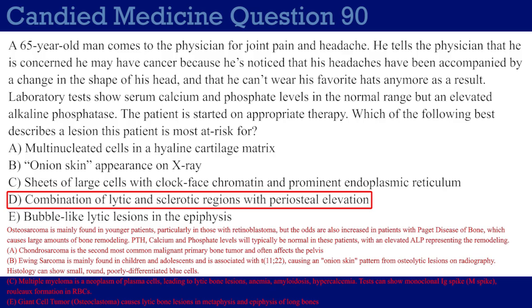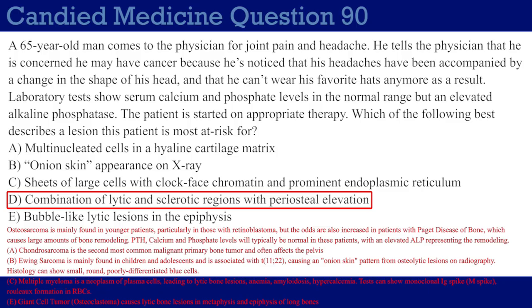Choice E, bubble-like lytic lesions in the epiphysis. This is just me kind of using a roundabout way of describing a giant cell tumor, also known as osteoclastoma. This is a benign bone lesion, but it's still aggressive. It can cause lytic bone lesions in the metaphysis and epiphysis of long bones. And as mentioned, you'll look at the x-ray and it'll look like a bunch of bubbles caused by the lytic bone lesions of the osteoclasts kind of growing out of control. And that's mostly what you need to know for that one.